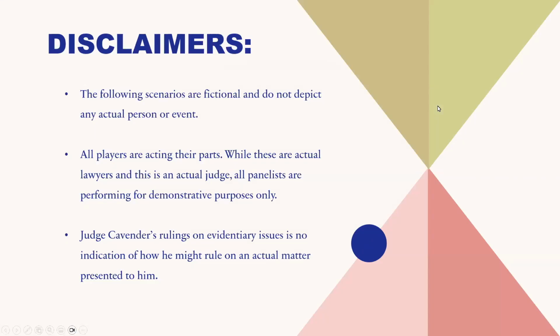Just a couple of disclaimers before we get started. The following scenarios are fictional. They do not depict any actual person or event. All of the players are acting their parts. These are real lawyers and a real judge, but everyone is performing for demonstrative purposes. And Judge Cavender's rulings on evidentiary issues do not indicate how he might rule on an actual matter presented to him.